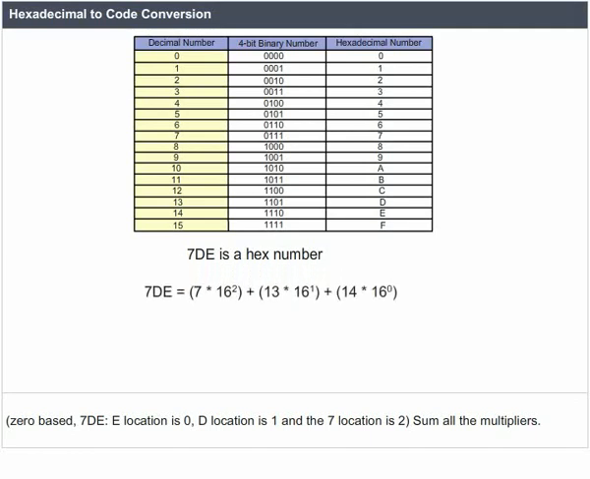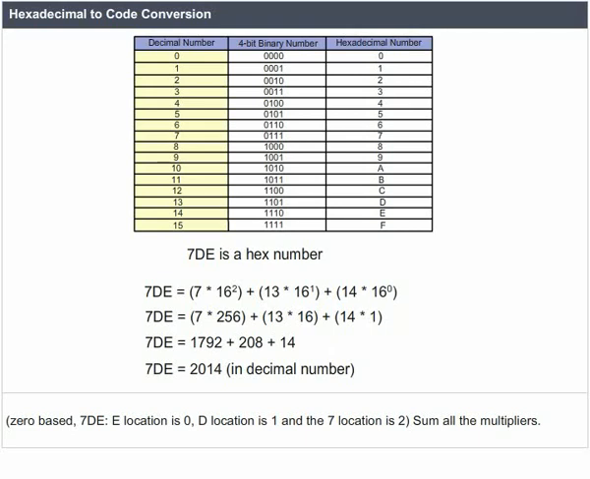7DE equals 7 multiplied by 16 squared plus 13 multiplied by 16 to the power 1 plus 14 multiplied by 16 to the power 0. 7DE equals 7 multiplied by 256 plus 13 multiplied by 16 plus 14 multiplied by 1. 7DE equals 1792 plus 208 plus 14. 7DE equals 2014 in decimal.